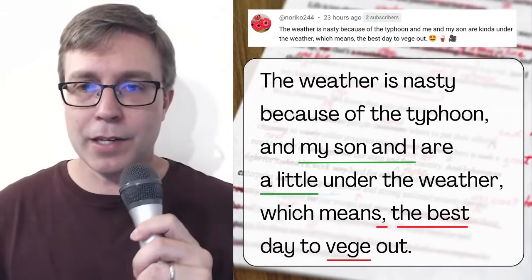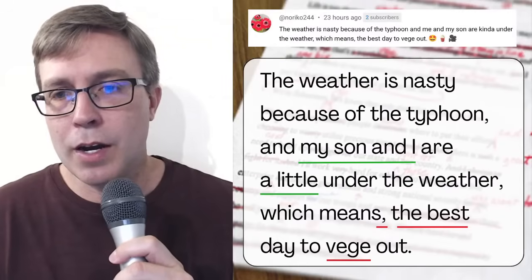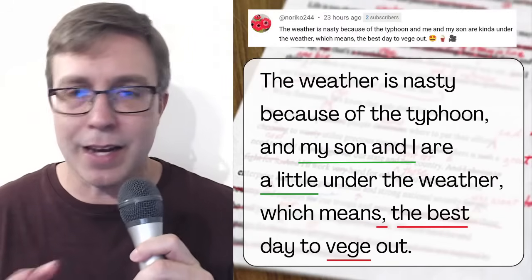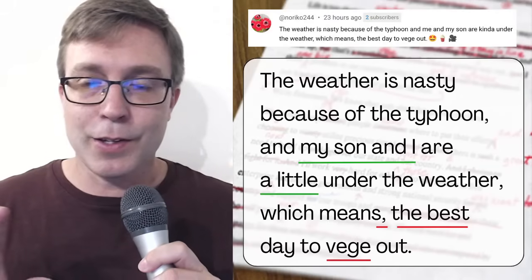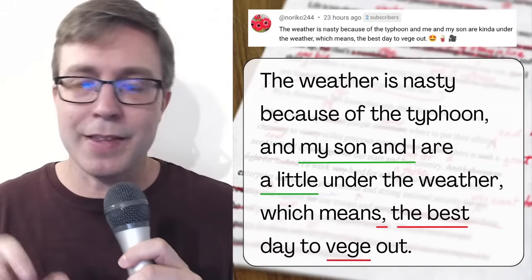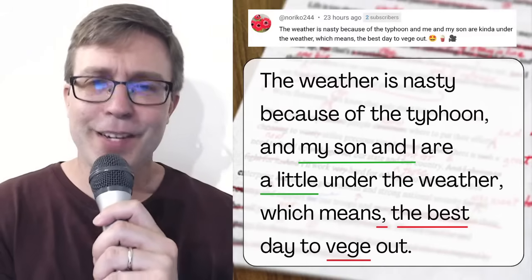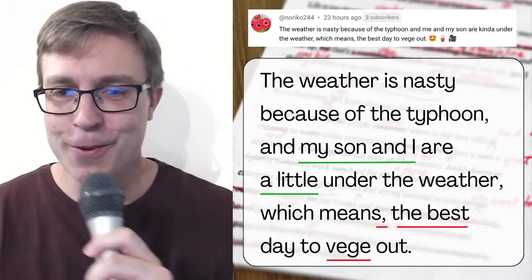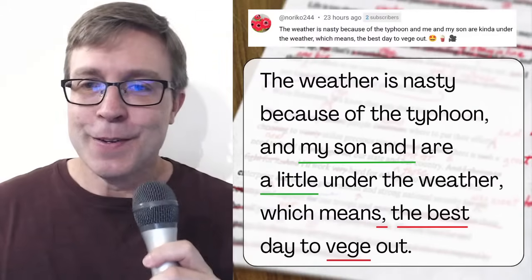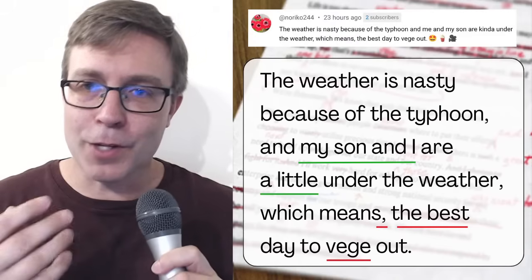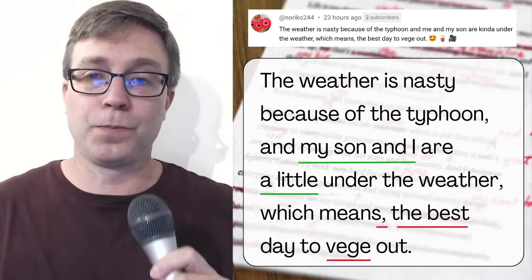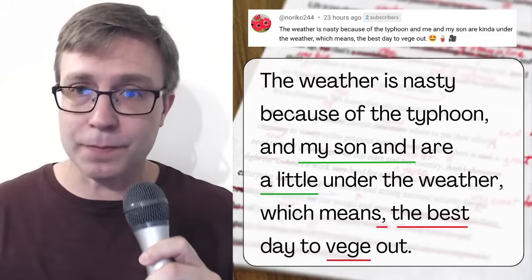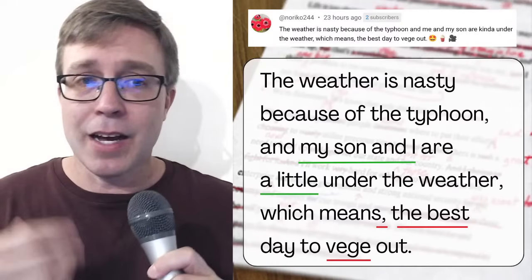Let's look at the last two parts. So, which means, again, that comma, I'll just go ahead and tell you we're going to get rid of it. So I want to change the best and then something else with that last word, which we'll get into. So we're talking about this typhoon, and my son and I are a little under the weather. So what's the result? Which means we still need a subject.